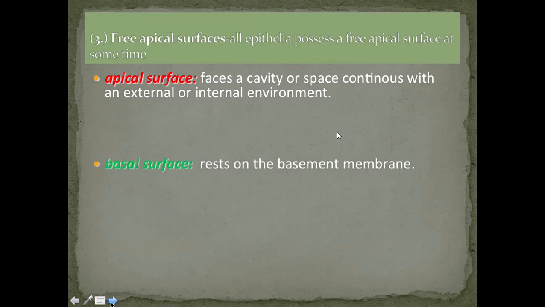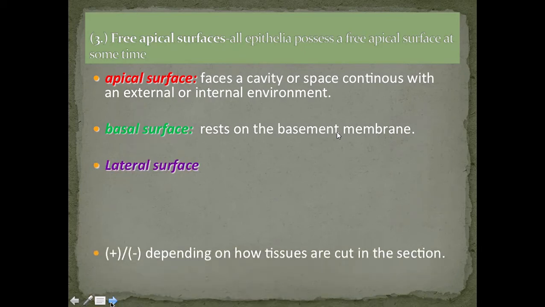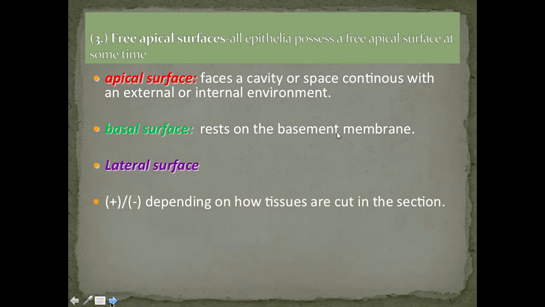Second surface is the basal surface of an epithelium, which rests on the basement membrane. And another one is the lateral surface. Okay, but sometimes you cannot see these three surfaces. It depends on how the tissues are cut in the section.